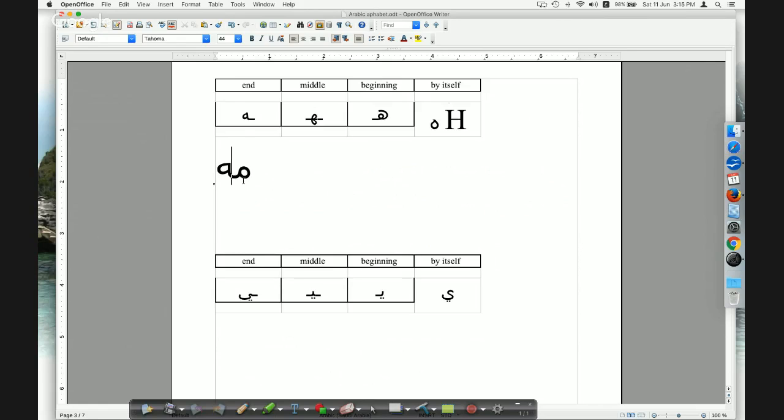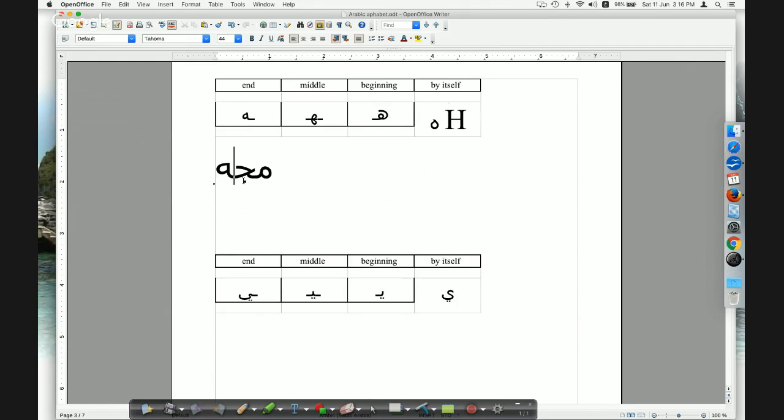Then it's going to be like this, ma. Let us say we add letter ja. You see, right away the ha switches to the tail form, simply because it accepts connection. Are we following?